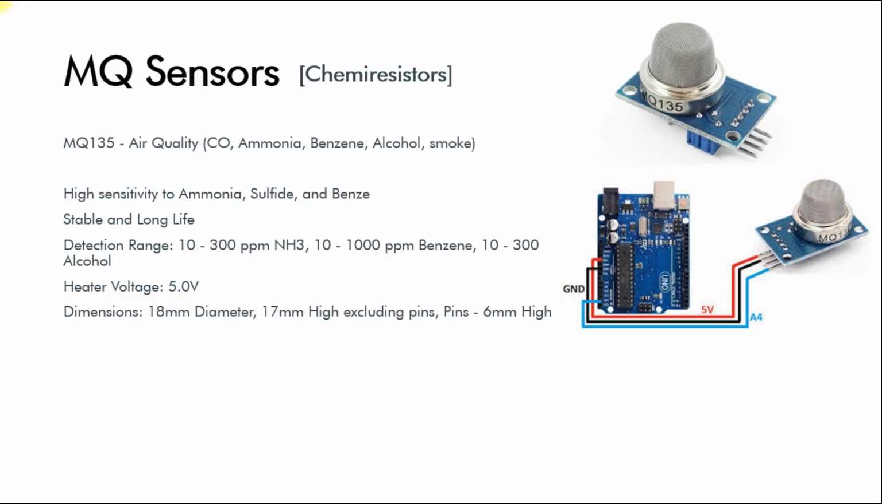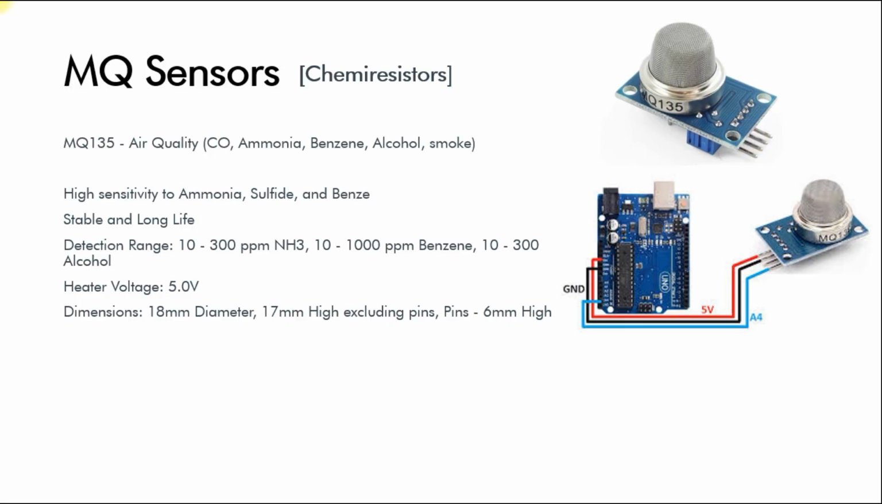Now we are going to interface the MQ135 sensor with Arduino UNO. It is an air quality sensor. We can identify CO, ammonia, benzene, alcohol and smoke. This is the MQ135 sensor, printed on the metal case. It has 4 terminals. One is VCC, one is ground, and the other 2 terminals are dedicated to sensor output. One is analog, one is digital.